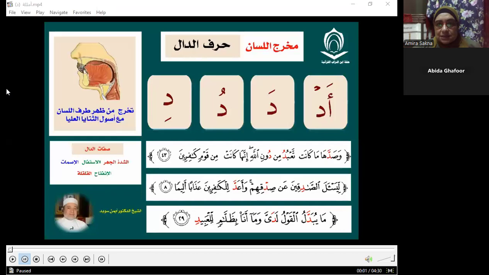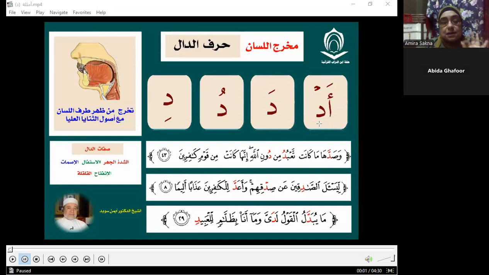Now you can see. Okay, begin starting with dal with sukun. All the characteristics must be 100% clarified. All the صفات: حرف شديد, tight; حرف مجهور, voiced; حرف مرقق, light letter. And we have the qalqala. All this must be clarified.